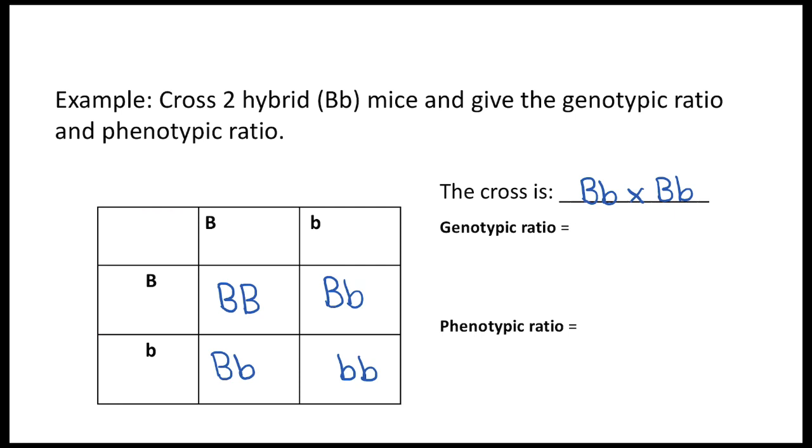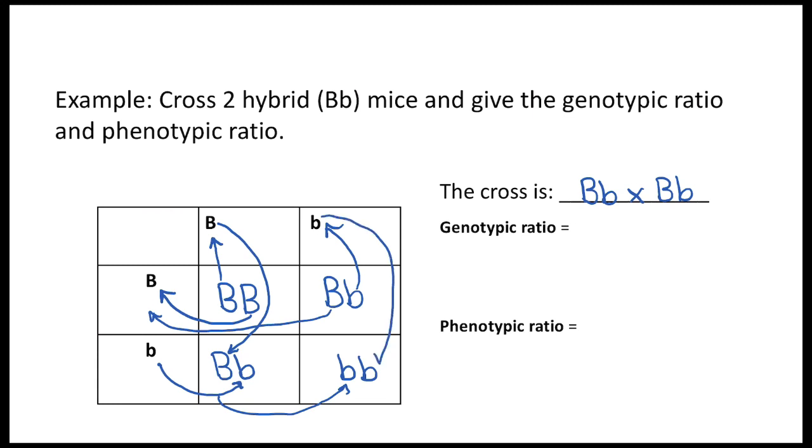So how did we get this? Big B's came from these 2 boxes. This big B came from this box. This little b came from this box. This big B, or this little b, gave this one, as well as this one. It could have been either of the 2. And the B up here gave us this one, and the little b here gave us this one.